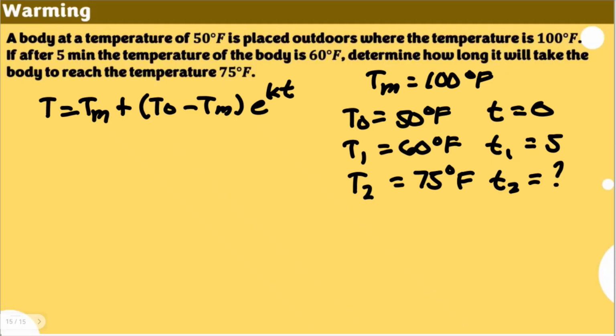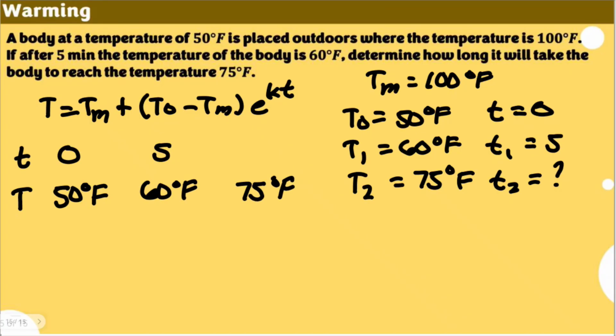If we look at the table, if you would like to, t being time, and here T would be the temperature. For the initial phase, it's actually 50 degrees Fahrenheit. For the next one, at 5 minutes, it becomes 60 degrees Fahrenheit. And we would like to identify the time needed for the same object to reach 75 degrees Fahrenheit. That's what we don't know here, so that's what we're solving for in this instance.